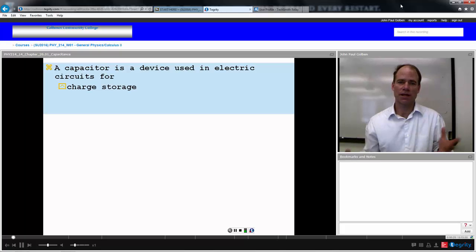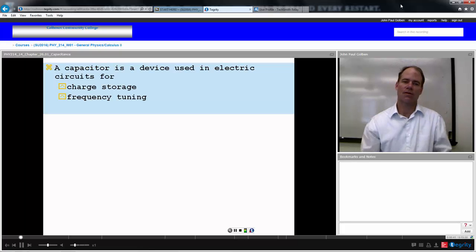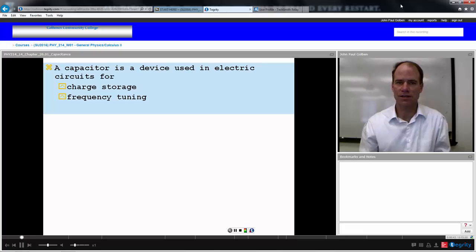If you look at a motor, a lot of times you'll see a large capacitor right in the vicinity of the motor, and what that's trying to do is store charge so you can get an extra surge when you need to start that motor, and that allows you to overcome static friction. Frequency tuning in the AC circuit.